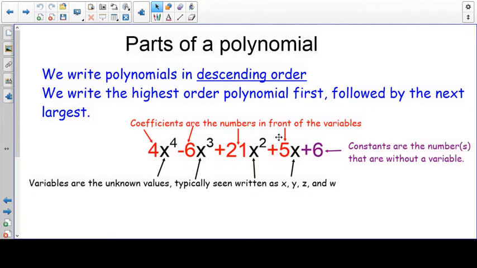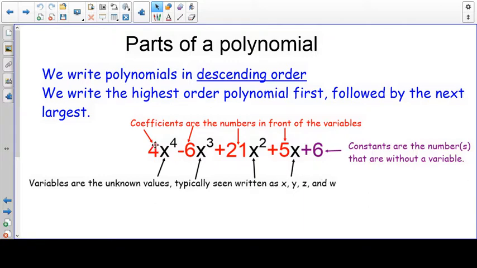So, parts of a polynomial. We write polynomials in what's called descending order. That means that we write the highest order followed by the next largest. So if you notice here, I have x to the fourth. 4 is the biggest exponent. Then I have my 3, my 2, the invisible 1, and then nothing. So those are my variables in descending order.